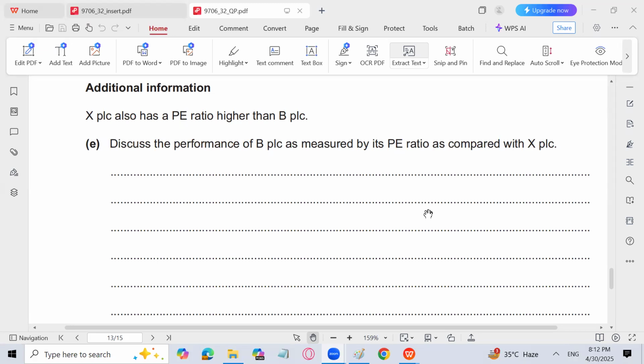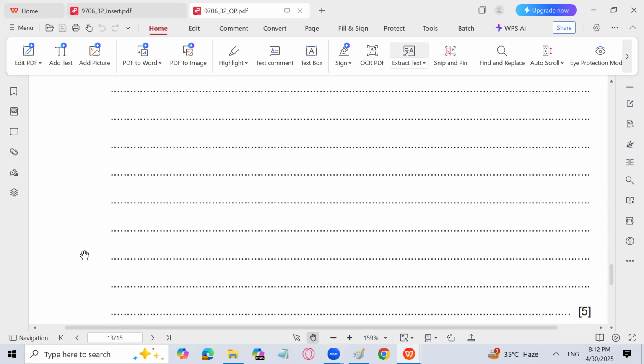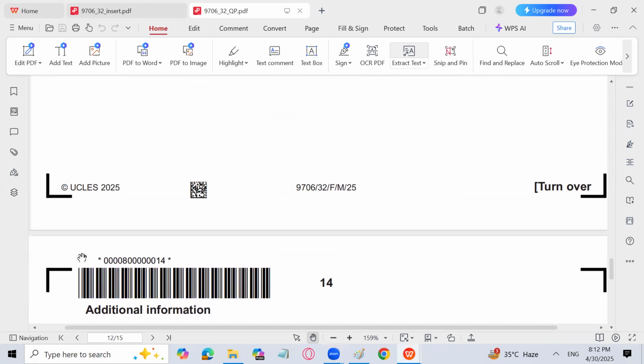Today we are going to solve a question from A2 Accounting and the topic is accounting ratios. And this question has come in February, March 2532, just one month back.